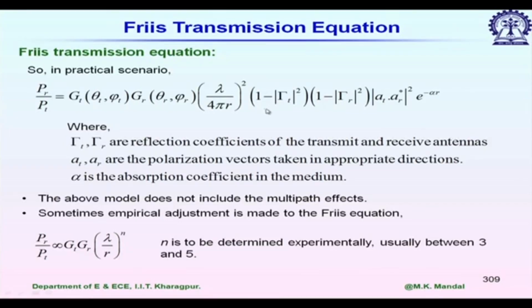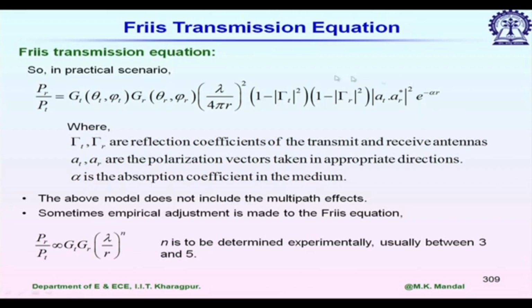Then lambda by 4 pi whole squared, into, we are considering then the input loss because of the matching problem. So, 1 minus gamma t squared, where gamma t is nothing but S11 of the transmit antenna, and similarly gamma r is the S11 of the receive antenna. And then AT dot AR, this whole square, giving the polarization factor, multiplied by e to the power minus alpha r. So, alpha is the absorption coefficient in the medium.